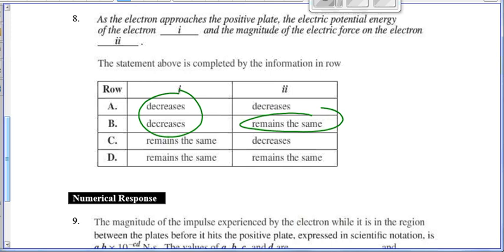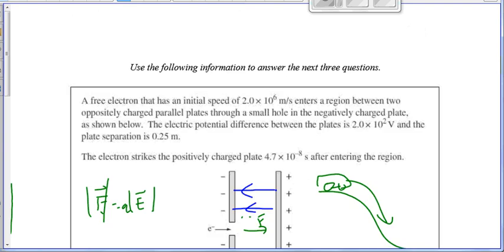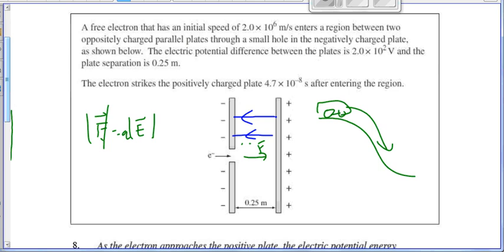Quick look at number 10. Number 10 asks us for the final energy of the electron just before it strikes the positive plate. I'm just going to show you this one in the interest of time here. The final energy right here just before it strikes the plate. It's a car going down a hill. It's a conservation of energy problem. What kind of energy does the car have at the top of the hill? Well, it's got potential and kinetic because it's already moving. It's got an initial speed.